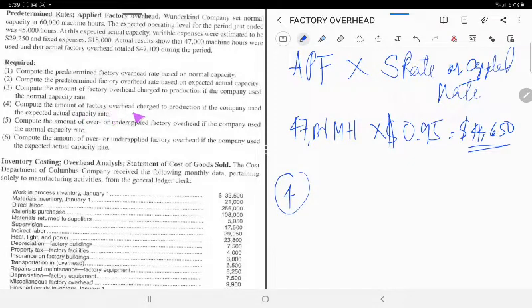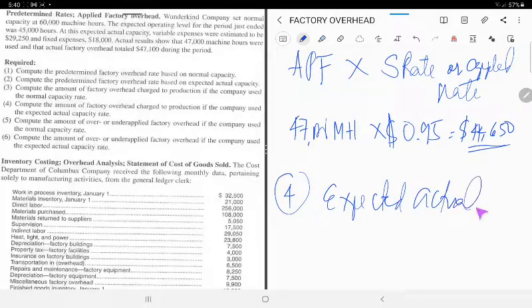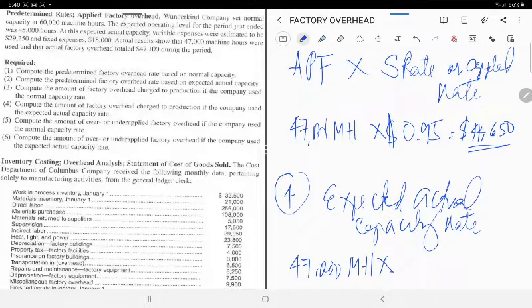Okay? Punta na tayo sa 4. Number 4 natin, expected actual capacity. Yung rate. Diba? So, ganun din pa rin tayo. Actual physical factor, in this case, 47,000 machine hour, multiply natin sa rate, 1.05 yung nakuha natin, diba? Magkano? Ilan nakuha nyo? Correct?